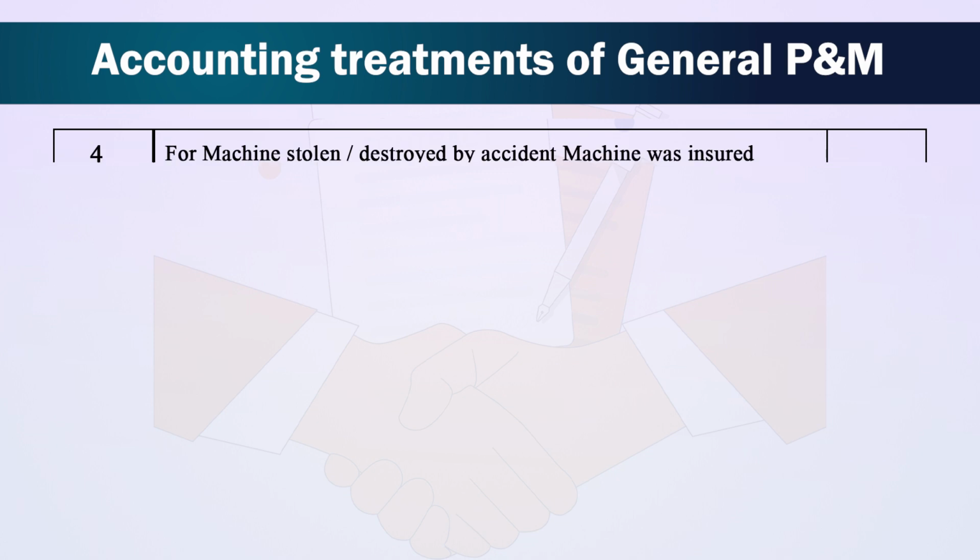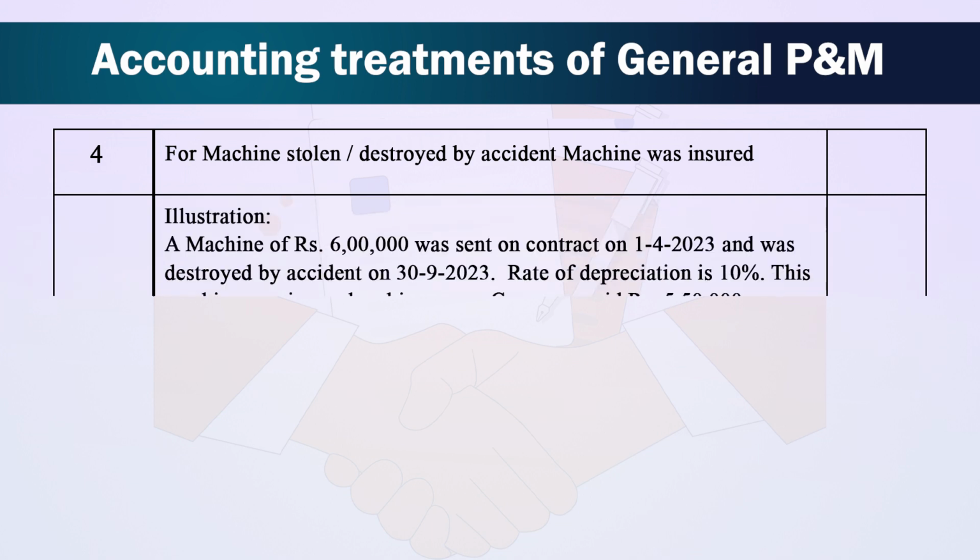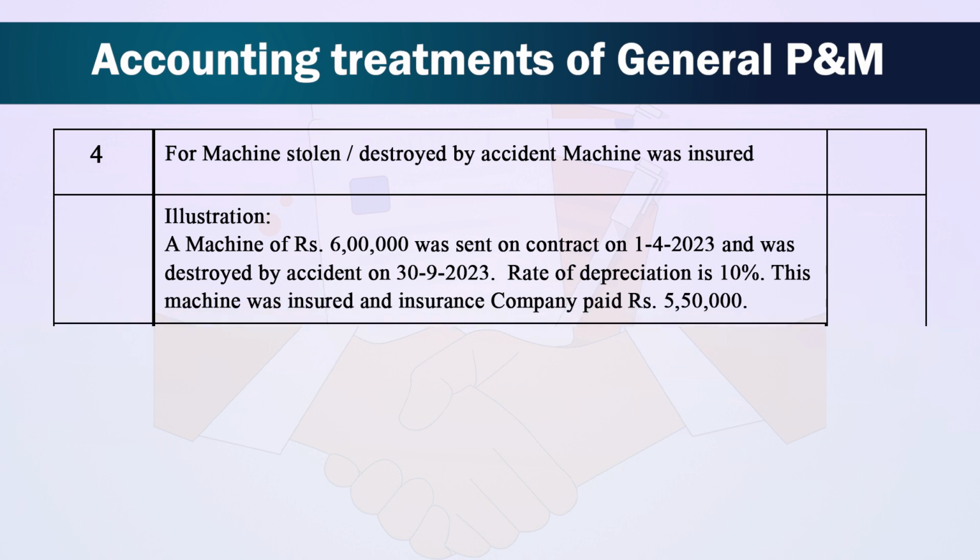Let us understand the fourth entry. For a machine stolen or destroyed by accident, where the machine was insured. Let us understand with the help of an illustration. A machine of rupees 6 lakh was sent on the contract on 1st April 2023 and was destroyed by accident on 30th September 2023. The rate of depreciation is 10%. This machine was insured and the insurance company paid rupees 5,50,000.